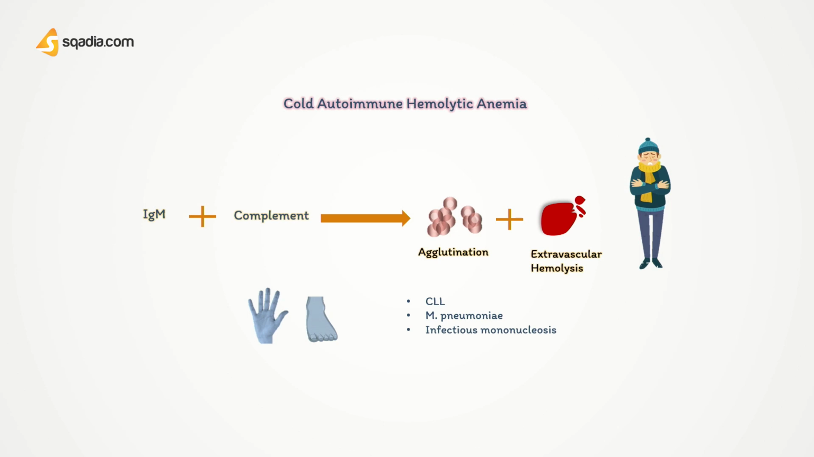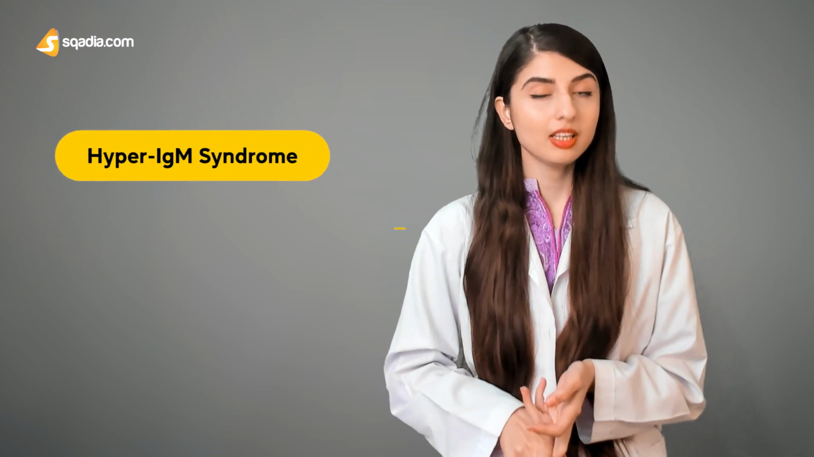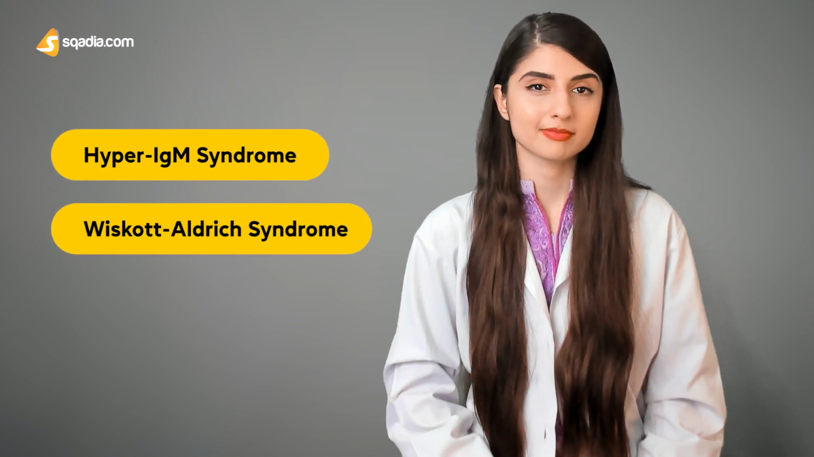Remember that IgM does not opsonize directly because there are no receptors on the phagocyte surface. However, IgM activates complement, and the resulting C3b can then opsonize because there are binding sites for C3b on the surfaces of phagocytes. Now, IgM is involved in many areas regarding the body, but two syndromes that come up frequently are hyper-IgM syndrome and the Wiskott-Aldrich syndrome.